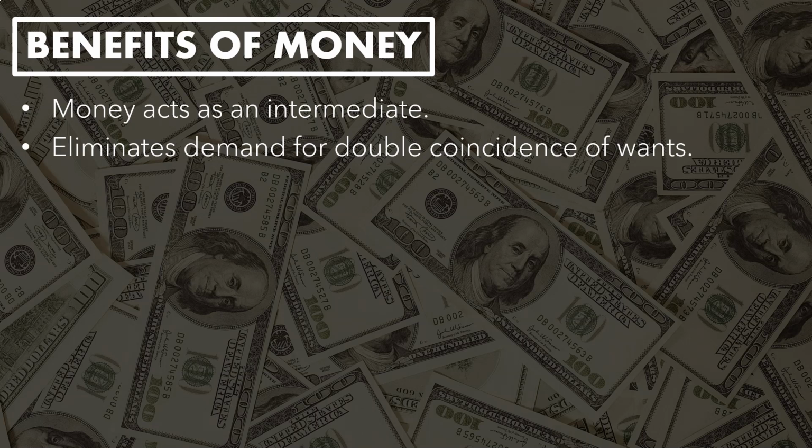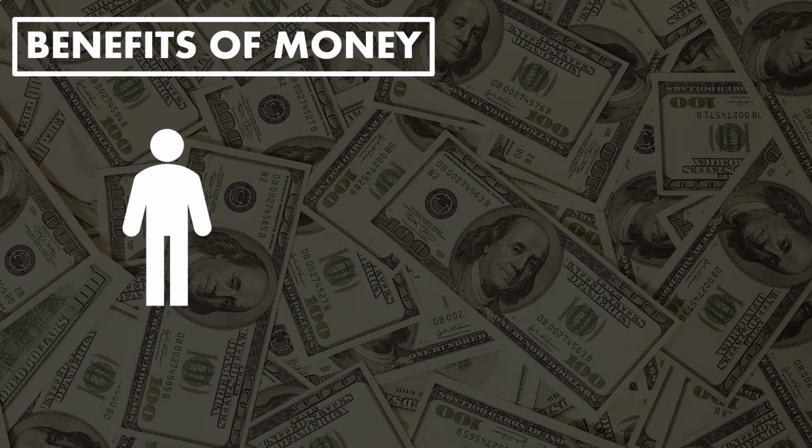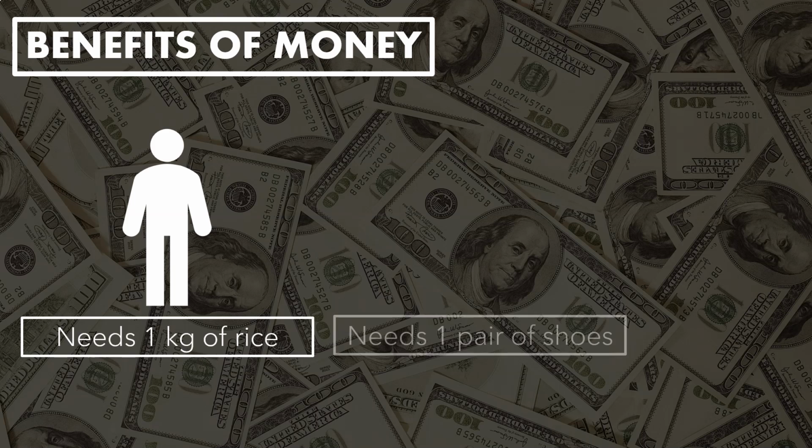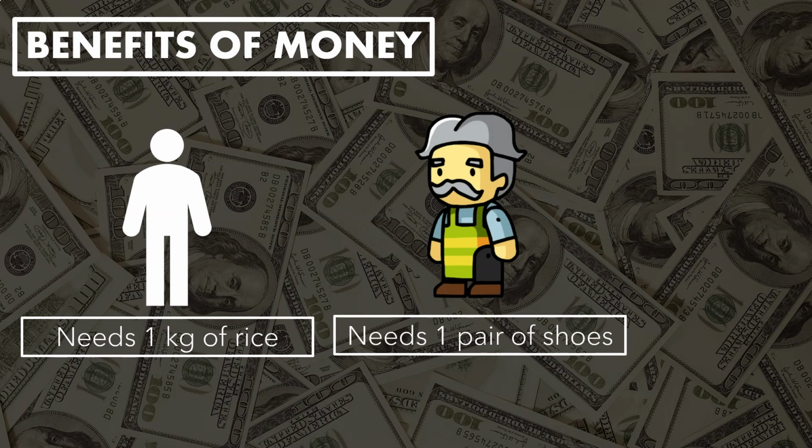So the benefits of money. Money acts as an intermediary between the buyer and the seller, and it eliminates the demand for double coincidence of wants. So coming back to the same example, a person needs a kilogram of rice, and this person needs a pair of shoes. But instead of exchanging rice and shoes, what if this person on the left gives the person on the right money, and the person on the right gives this man the rice?